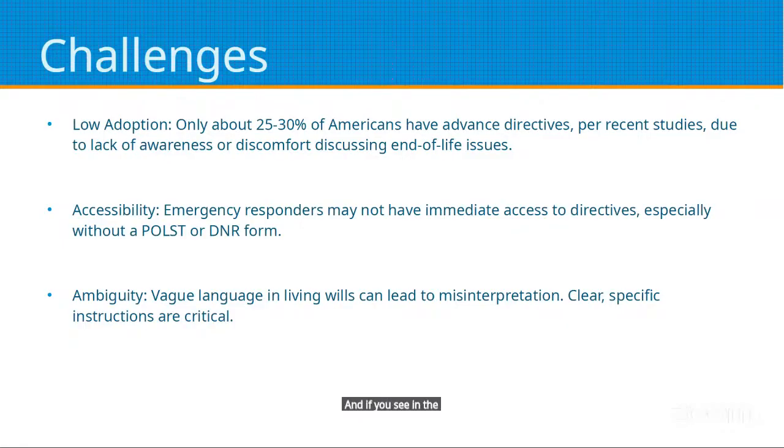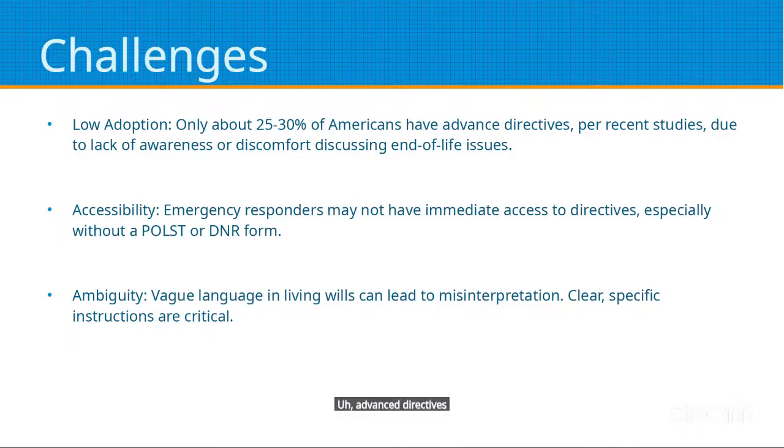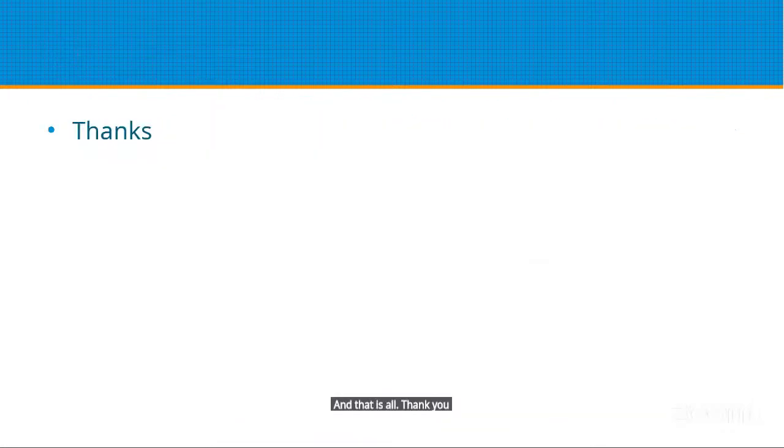And if you look at the USMLE steps, the questions about advanced directives are usually very straightforward and clear. In real life, it's very messy. Most of the time, there will be nothing specific. The family members will fight. Some will say, yes, he doesn't want intubation. Some will say, no, he's fine with intubation, keep him alive. So it can be a bit messy. But if we follow it as much as possible, we should be safe. And that is all. Thank you very much for listening. If you have any questions, you can ask.